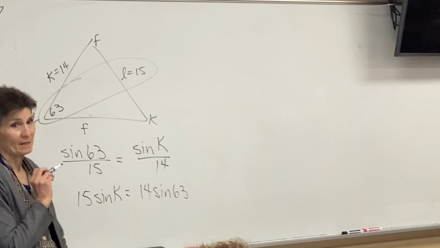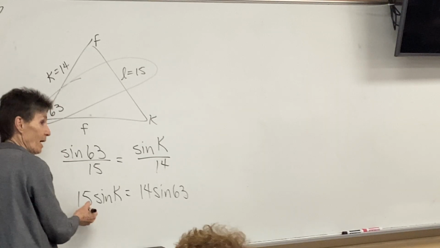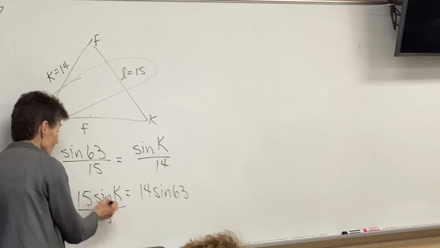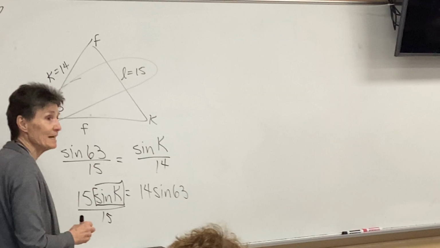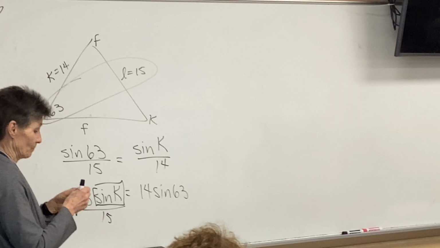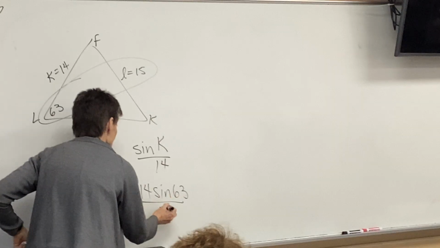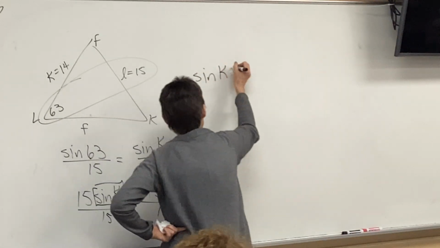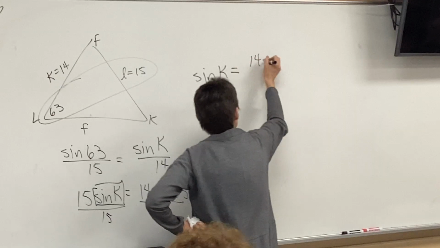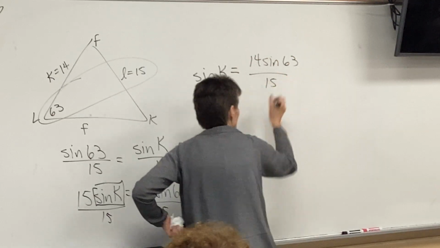What am I dividing by though? I'm dividing by 15. This is inseparable. Don't try to divide by anything except 15. We're going to divide by 15. So now it says sine k equals 14 sine 63 over 15.